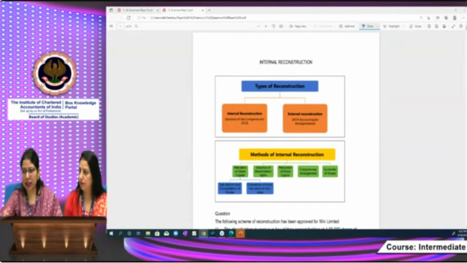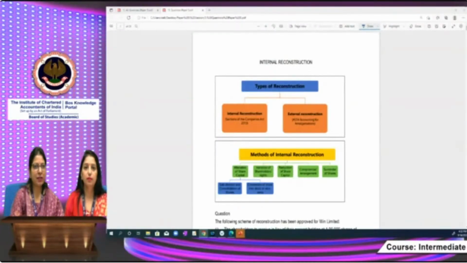How to identify the correct purchase consideration method to be used in case of amalgamation. We discussed yesterday there are 4 methods: lump sum method, payment method, net asset method, or intrinsic value method. And the amount of purchase consideration will actually be dependent on the facts given in the question. We have to arrive at the amount of purchase consideration based on the information given in the question.